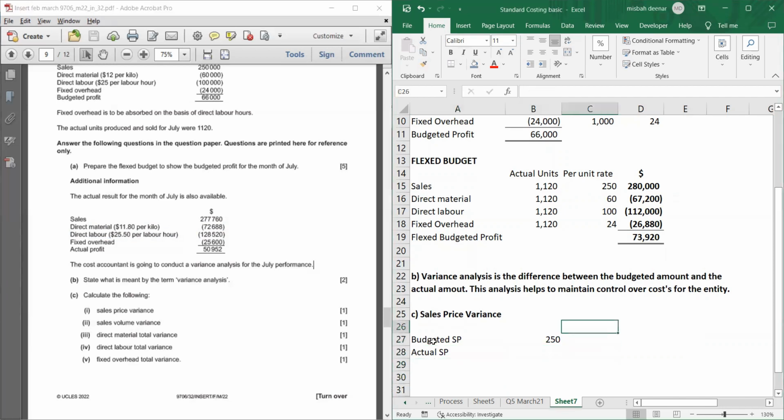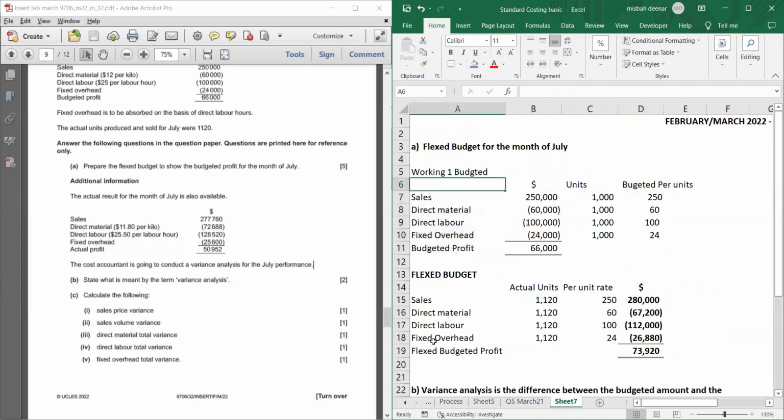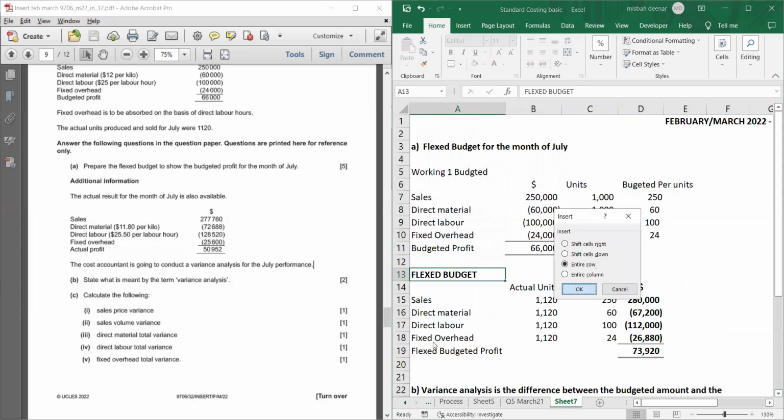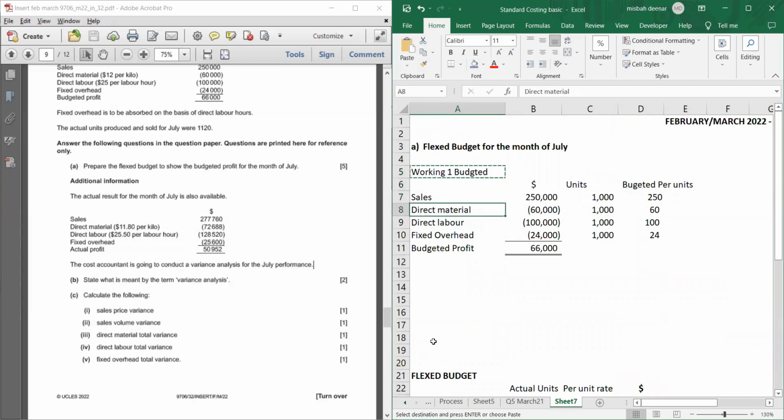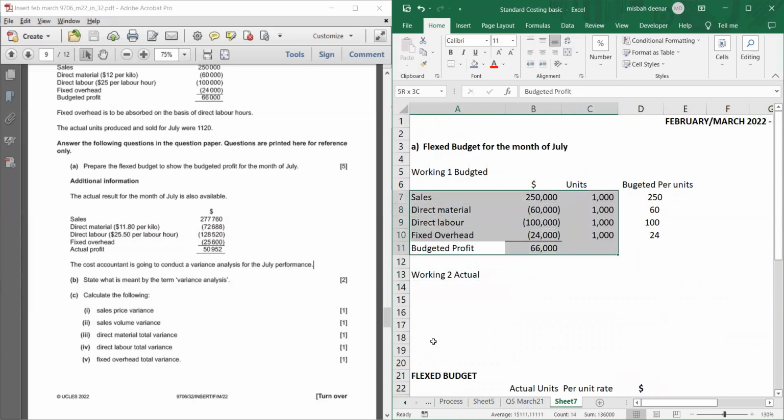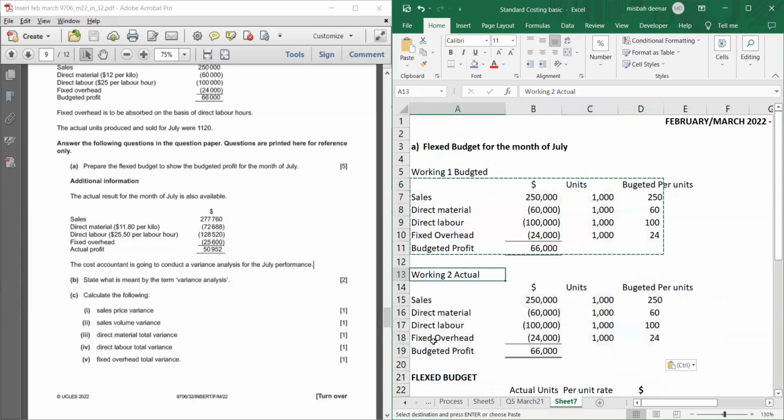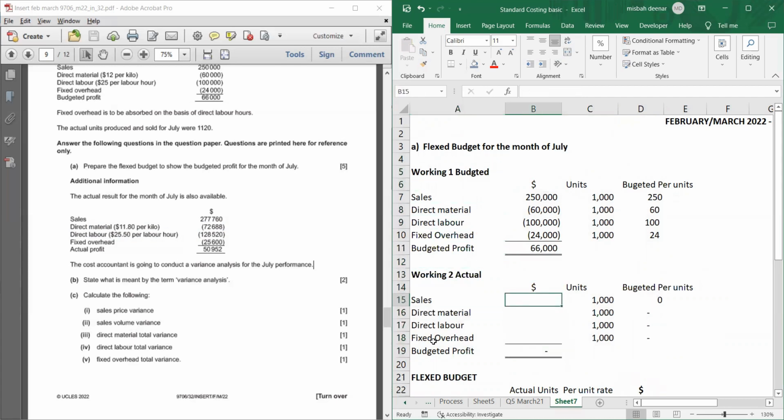So for that, I would make a working above, because we have the figures here for budgeted. I would add columns here. Now working 2, actual. The actual figures are 277,760, negative 72,688, negative 128,520, and for fixed overheads 25,600. So the actual profit is 50,952. The actual units are 1120.